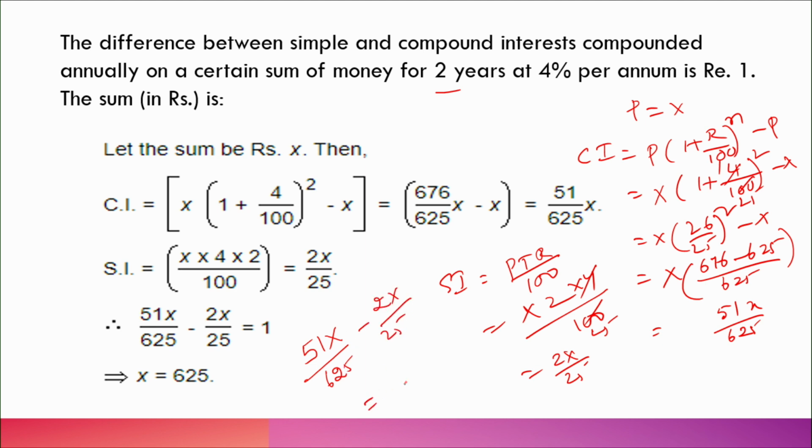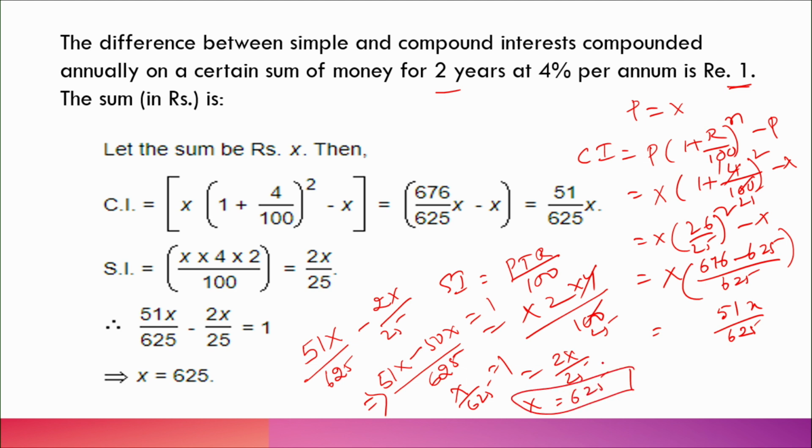So the difference between these two, simple interest and compound interest, is 51x by 625 minus 2x by 25. The LCM of 625 and 25 is 625, as you know. So 25 times 25 is 625, so this is 51x minus 50x, which is given as 1 rupee, correct. 51x minus 50x is x by 625 is equal to 1, or x is equal to 625 rupees. So the principal amount is 625 rupees.